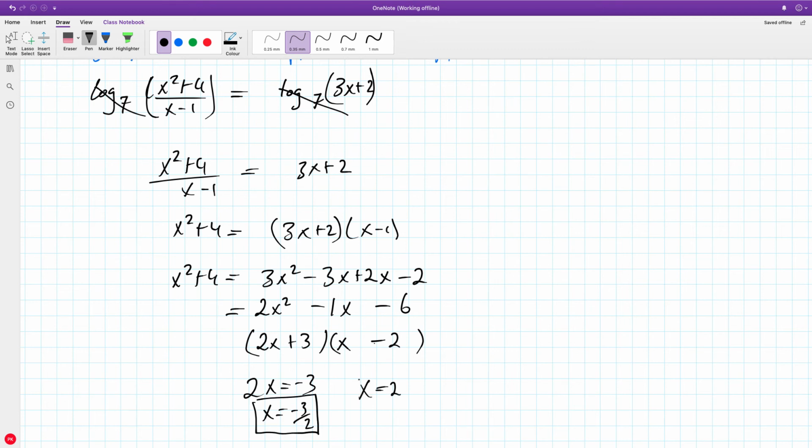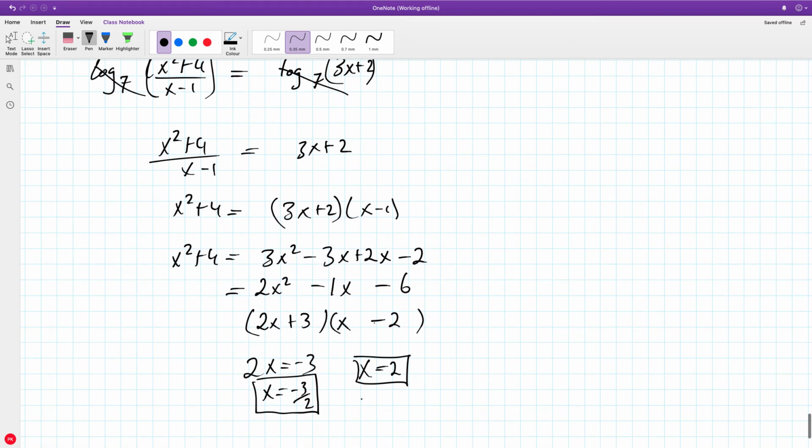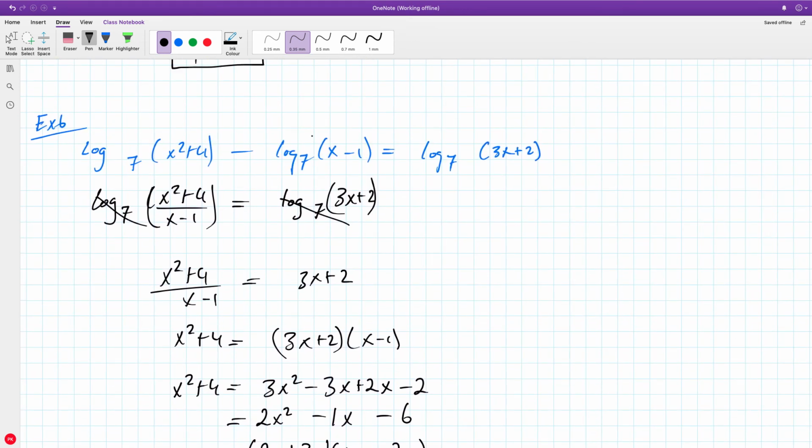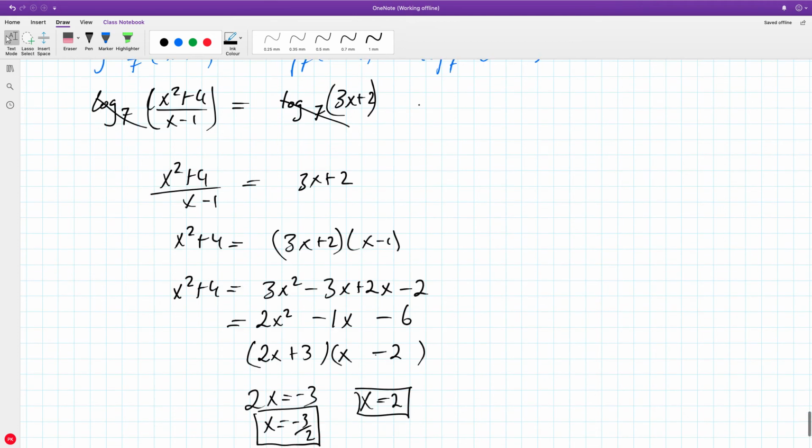x is equal to 2. What do we have to do? Check they work. Minus 3 over 2 won't work, because up here you'll have the log of minus 3 over 2 minus 1, which is minus 5 over 2, to the base 7. If you put the log of minus 5 over 2 to the base 7 into your calculator, you get an error. Always check your answer, especially with any negative ones. So the only one that works there is x equal to 2.